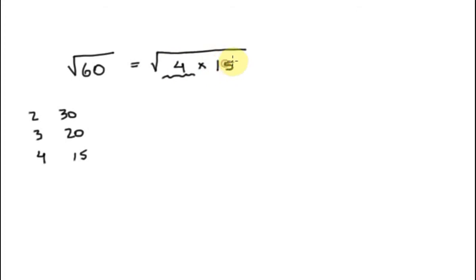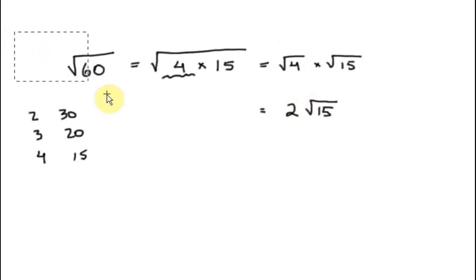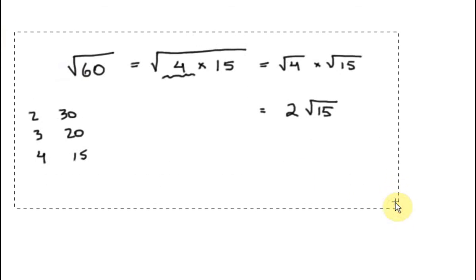Now, this is great because I now have the square root of 4 times the square root of 15, and that turns into 2 times the square root of 15. And there it is. There's my mixed radical answer. All right. One more quick example of those, and then we're going to go work the other way.